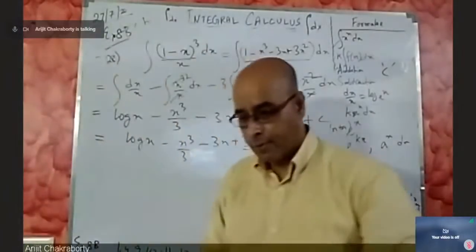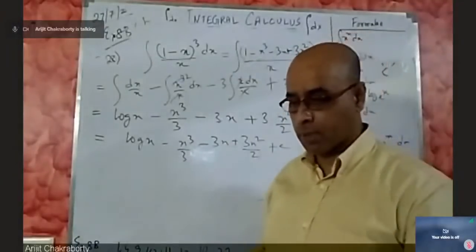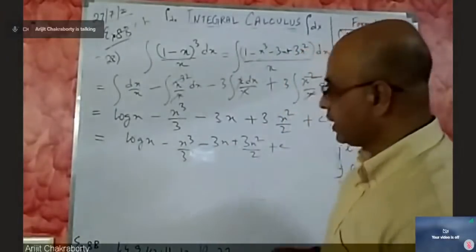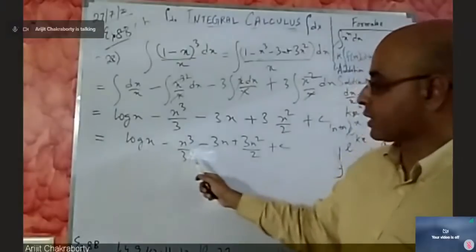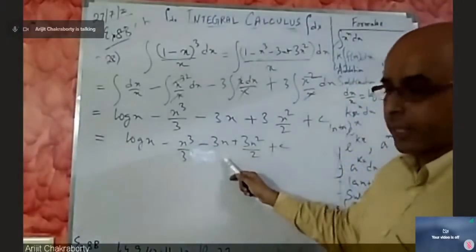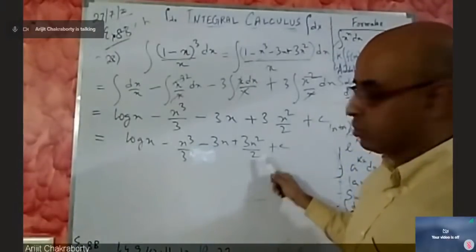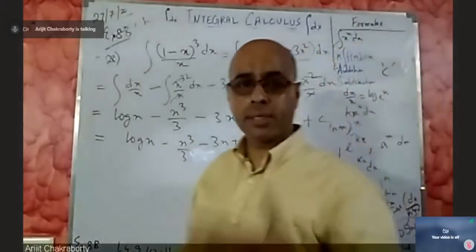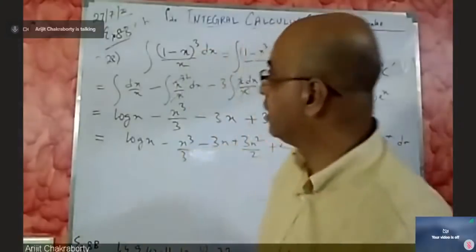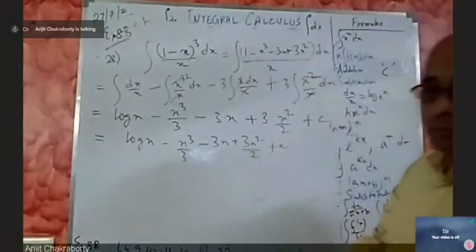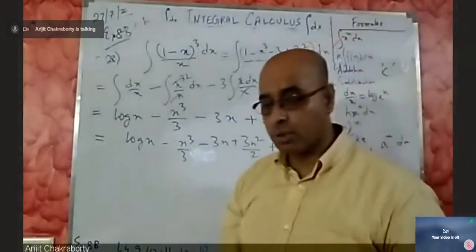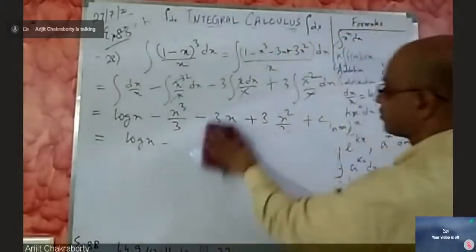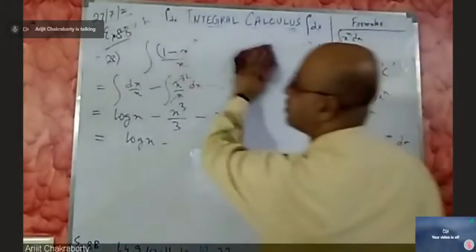Okay, this is number 28: log x minus x cubed by 3 minus 3x plus 3x square by 2 plus constant c. This is the answer I am arriving at. Just check it with the study material as well. So this is how we break number 28. I proceed now to 29. It's a question of a curve. Number 29.